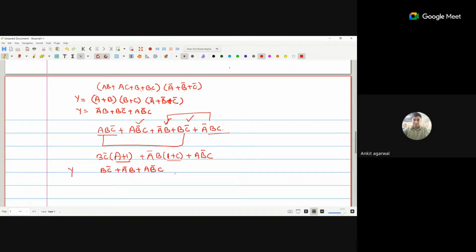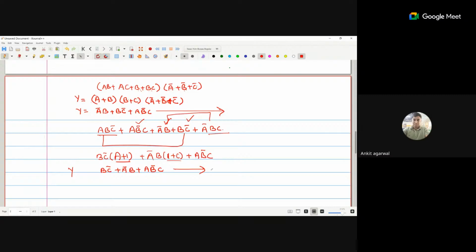Now you can check that this term and this term both are equal. That means either we solve in SOP form or we solve in the POS form, both are same. Now how can we choose which form we have to select? That is all dependent on the options.